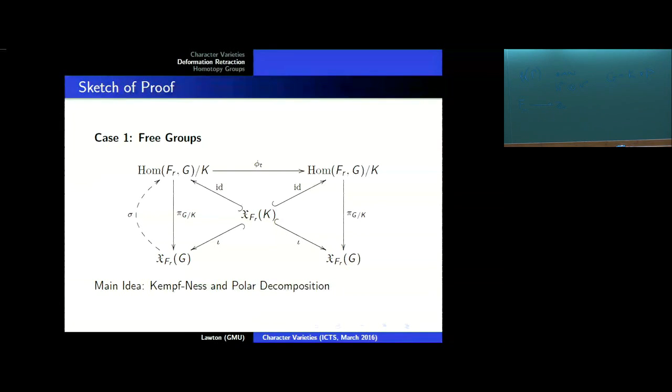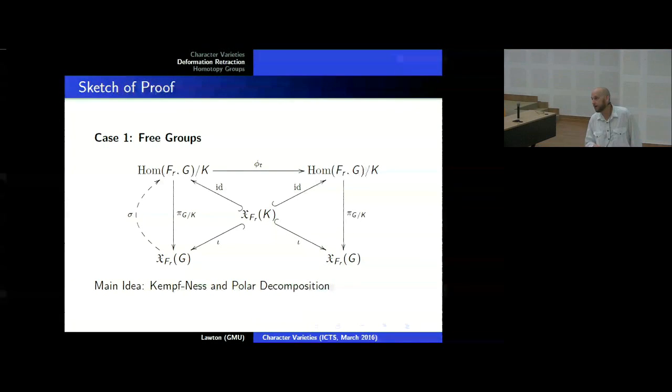So Kempf and Ness, let's say G is complex reductive, showed that in each equivalence class of the GIT quotient, you could pick out a natural K orbit, and you can do so in a continuous fashion. Okay, up to the K action, okay?